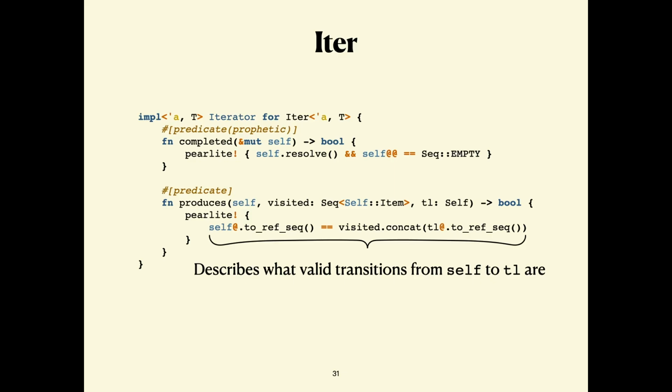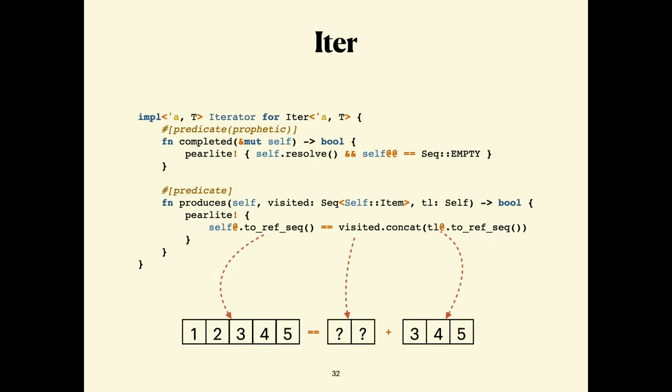And we can describe what it means to be a valid transition or a series of transitions for this iterator. Roughly, if we view self as a sequence, then that sequence must be equal to the elements that we produced followed by the sequence represented by the target iterator, the end state that we're in. To make it more concrete, if we're iterating over the vector 1, 2, 3, 4, 5, what elements can we produce that would get us to the vector 3, 4, 5? I think everybody can figure out that it's 1 and 2. So we're able to define these kinds of things.